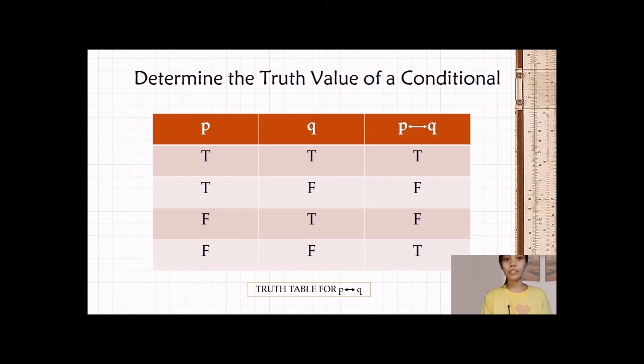P if and only if Q. If both P and Q are true, then its truth value will also be true. If P is true and Q is false, then it is false. If P is false and Q is true, then it is false. If both of them are false, then the statement is true.